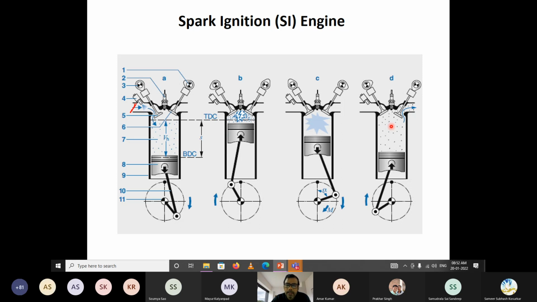Okay. Anything else here? How the 4-stroke spark ignition engine works in all the different strokes, and what phenomena are going on, I hope it is clear at this point. If you have any doubt, any sort of doubt, please ask the question.